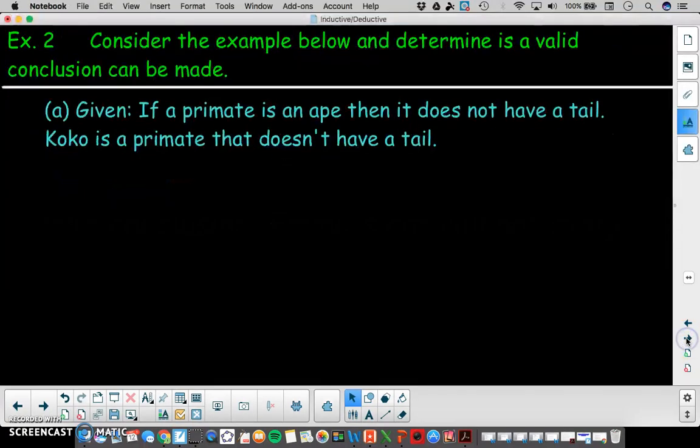In this example, we're going to consider the situation and determine if a valid conclusion can be made.